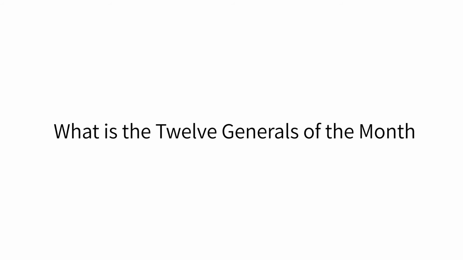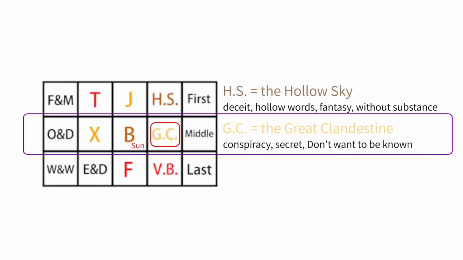Having said so much, I can finally introduce you to what the 12 generals of the month are. When the ancient Chinese used the Liu Ren divination method to predict the development of an event, they needed to use a symbol to represent the sun, and then judge the development of the event by observing where the symbol representing the sun appeared in the prediction.